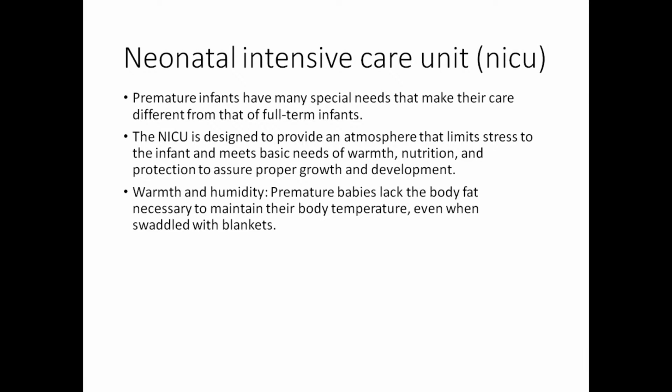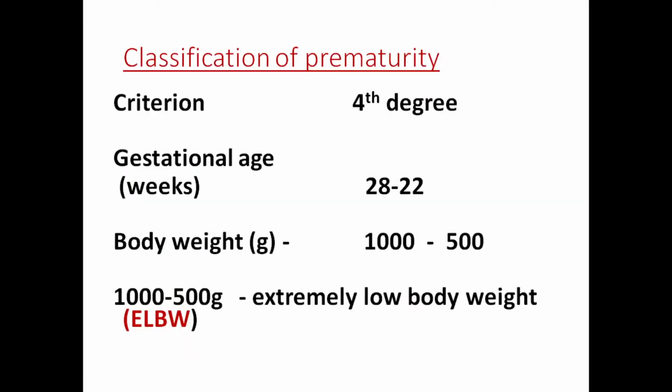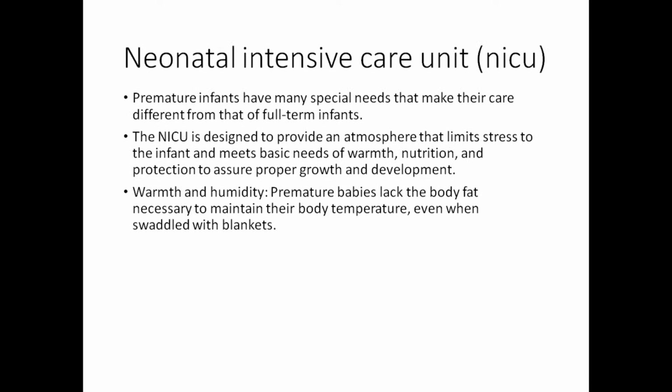Just imagine 24 weeks of gestation, some risk factors occur, and we have a premature baby with extremely low body weight and the 4th degree of prematurity, and your intensive care unit should be like in utero. The atmosphere should be like in utero in order to grow.